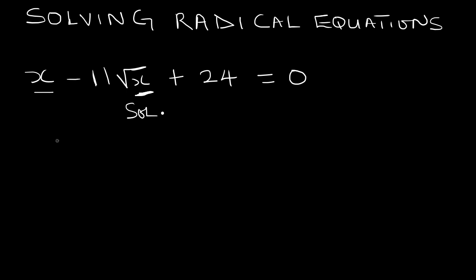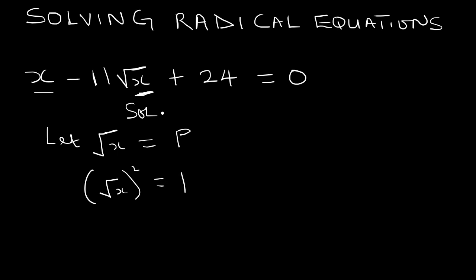So the first thing we'll do is to make a substitution for root x. So we'll say let root x be equal to, now we are going to introduce a new variable and let's call it p. So let root x be equal to p. If we square both sides, we'll have root x squared is equal to p squared. So the square will cancel out with the root and we have x is equal to p squared. Let's call this equation 1 and let's call this equation 2.